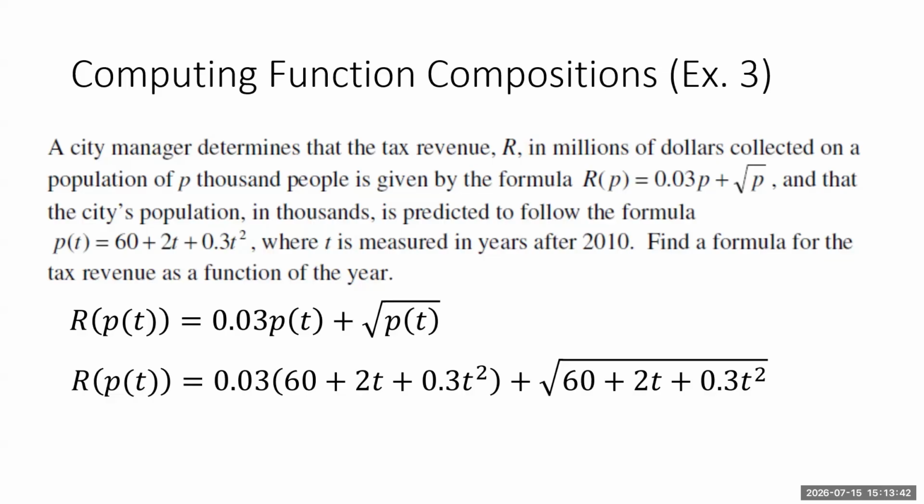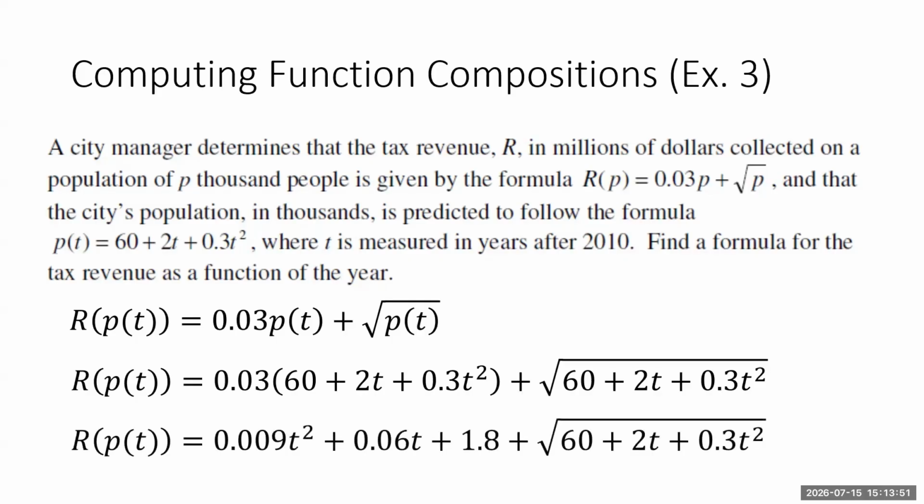We will utilize the distributive property and reorient the first 3 terms of this. Thus, we have 0.009t squared plus 0.06t plus 1.8 plus the square root of 60 plus 2t plus 0.3t squared is the function R of P of t. Observe that reorienting the terms under the square root yields no algebraic utility, so we don't need to do that.